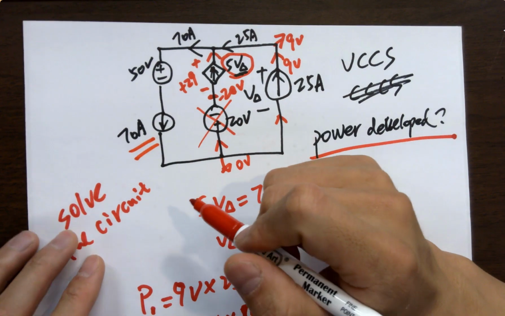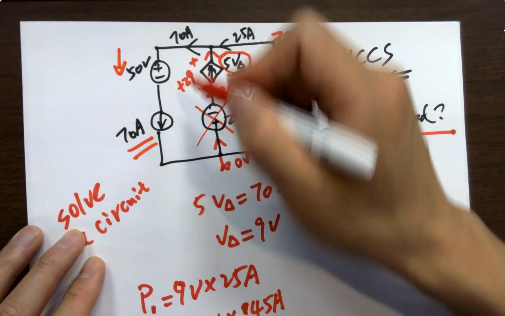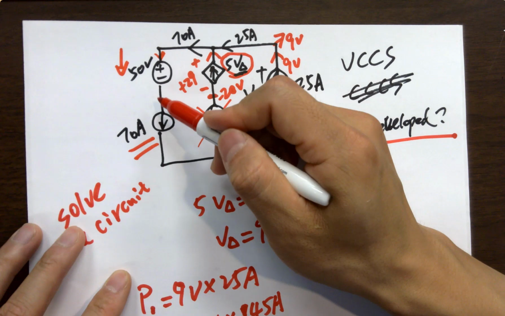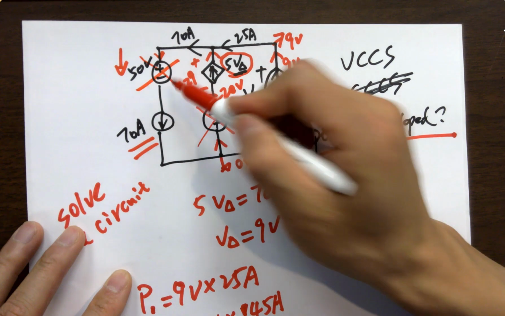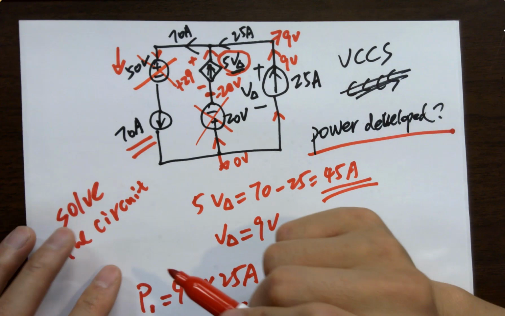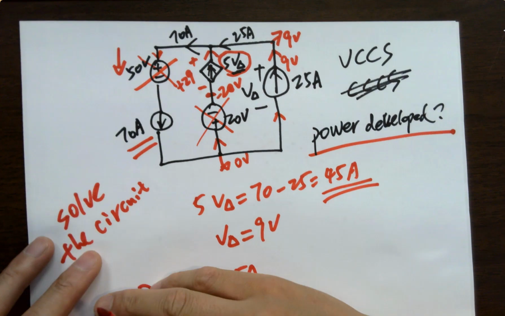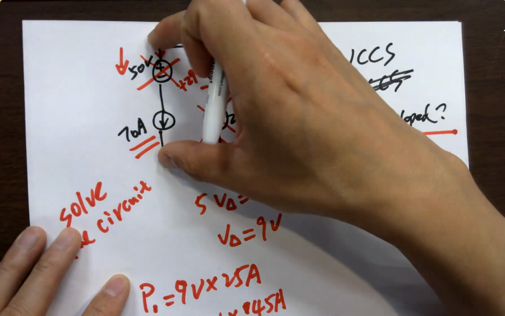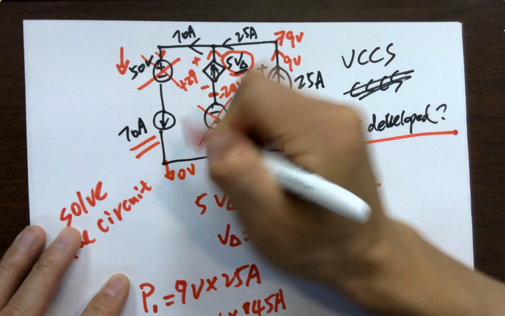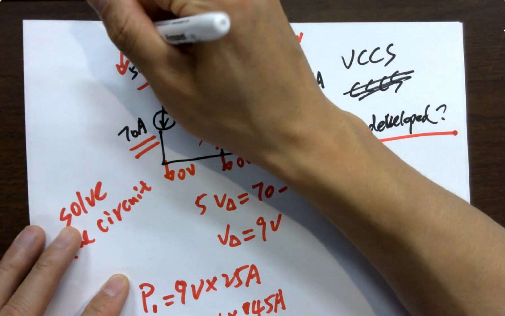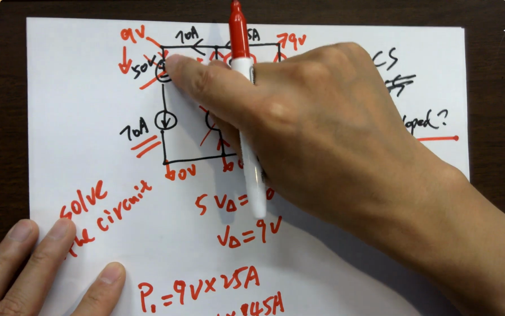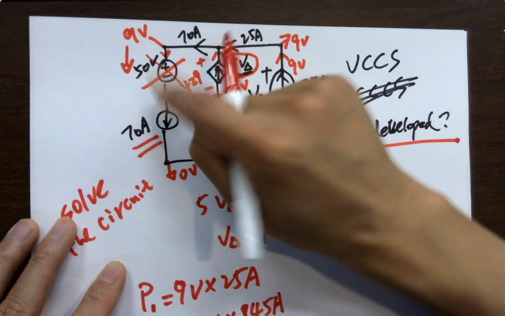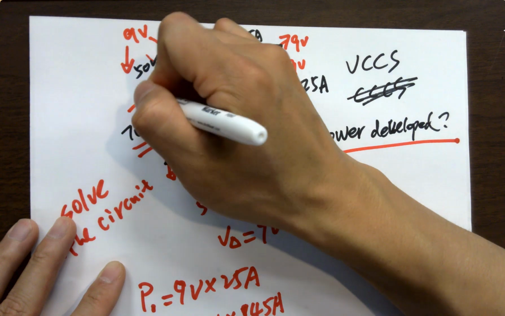70 amps. Should we trust it? Yes. Flowing that way. Is this developing or absorbing? Absorbing. Only one left. What's the voltage across it? What's the voltage across it here? 9. What's the voltage here? 9 volts being boosted or decreased. Decreased by what? What's the voltage here compared to ground? Negative 41. Yep.